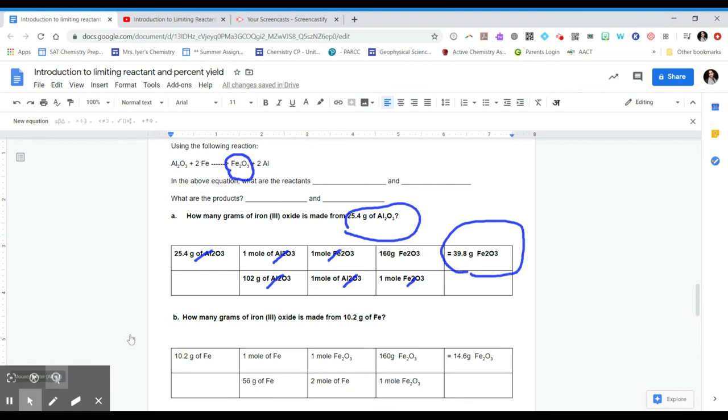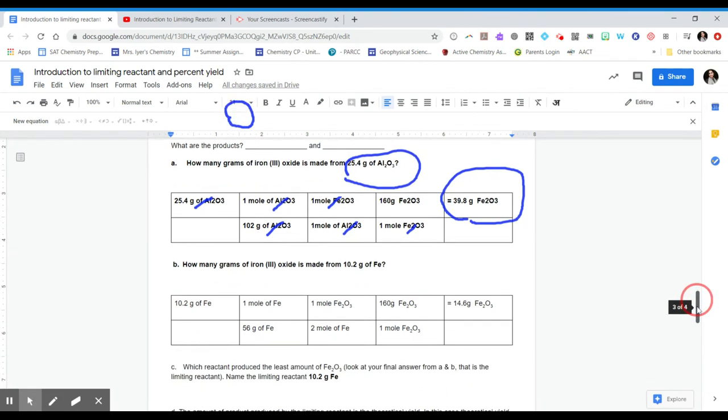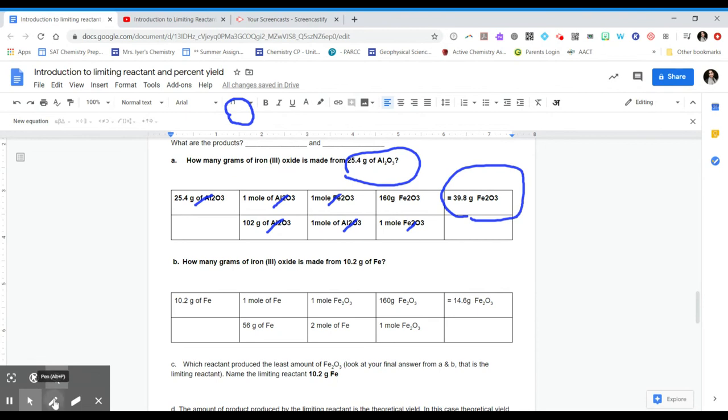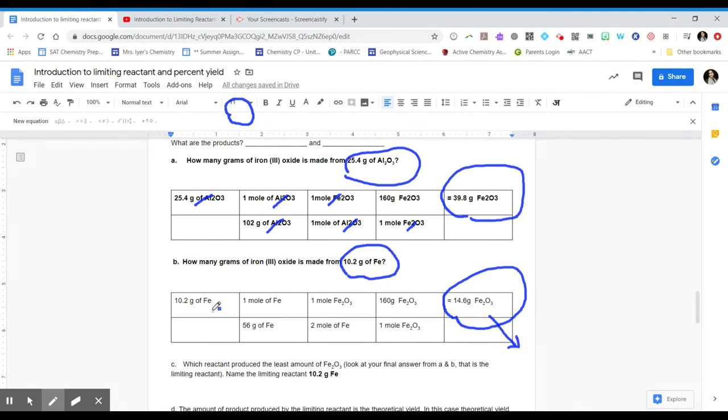If I take you down below, I do the same mass to mass conversion, but this time I'm converting from iron to iron oxide. So I use the mole ratio between iron and iron oxide. And then these steps are pretty much similar to the last one because I'm still finding out iron oxide. So how much iron oxide do I make with 10.2 grams of iron? I make 14.6 grams. So which one is the least? I make the least with iron, 10.2 grams of iron. So that's my limiting reactant.